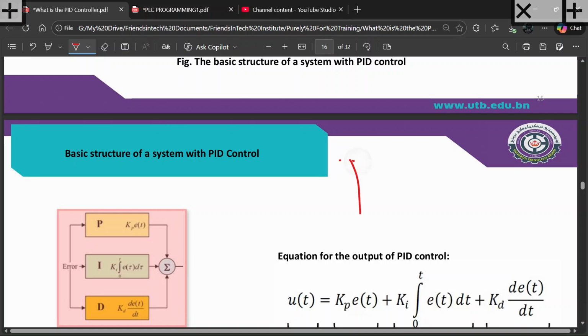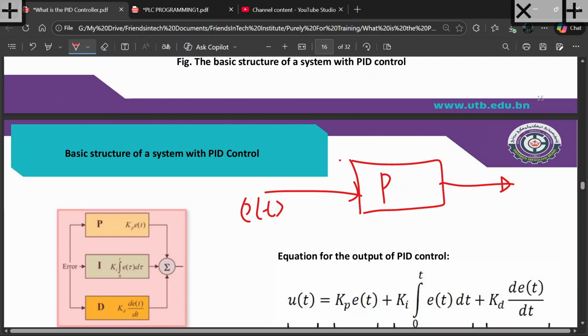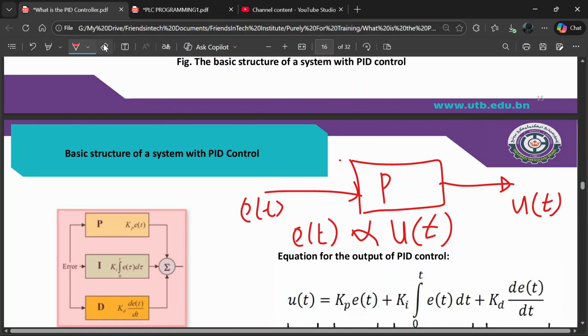So if this is your controller and this is a P controller, you are giving an error signal E of t. Then you expect an output from that controller to be U of t. So according to proportional controller, E of t is directly proportional to U of t. The only difference is that if you remove the proportionality symbol here, then we have to introduce the proportional gain.